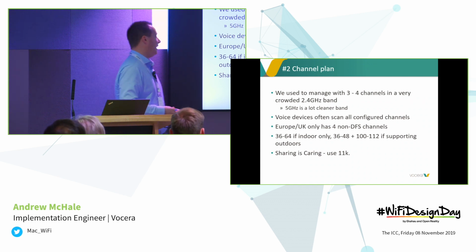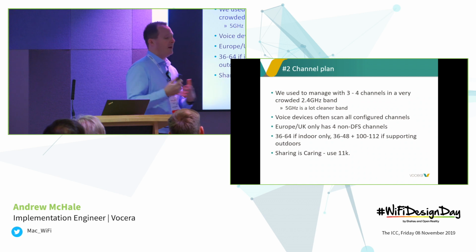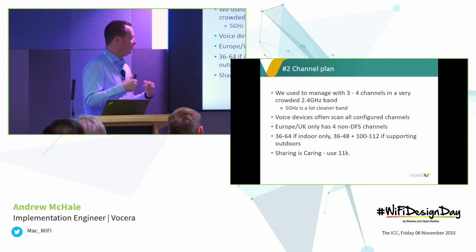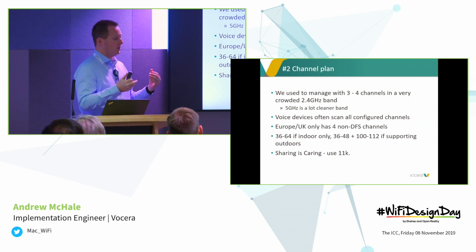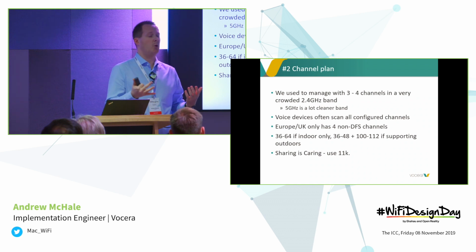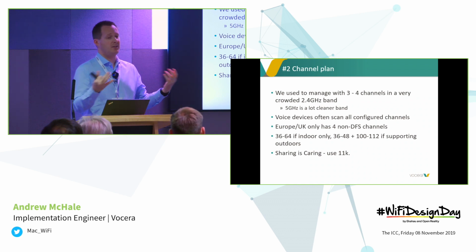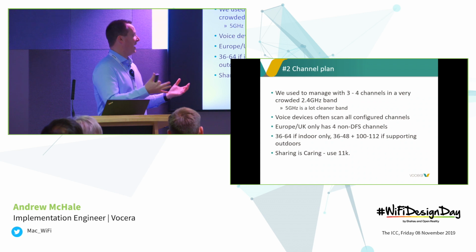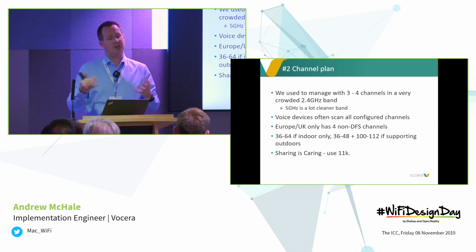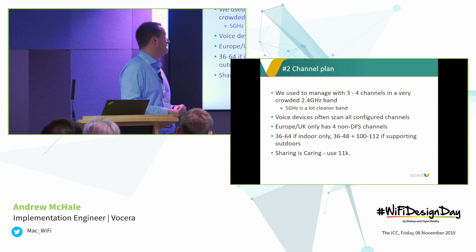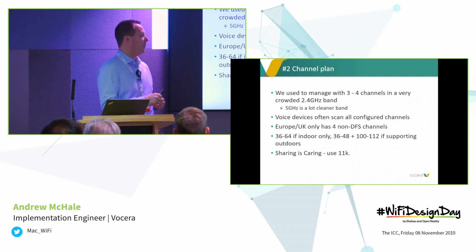Use 11K. The more a device knows about the channels around it, the less it has to scan. So if you use 11K, then the clients that support it will send out a neighbor request. The AP will respond saying, I can see these 3 BSSIDs. You then have 3 channels to scan, not 21 channels to scan or 8 channels to scan. So use 11K definitely with your channel plan, and that'll make things faster.